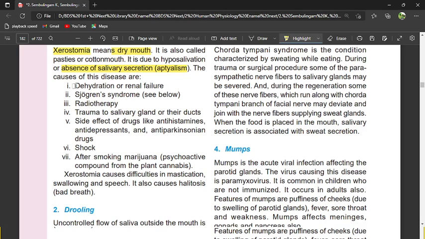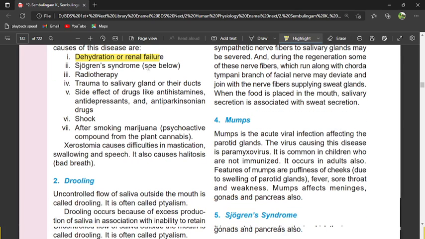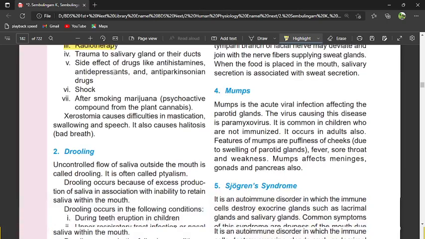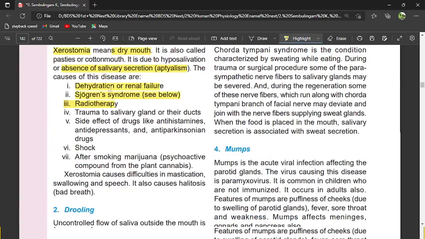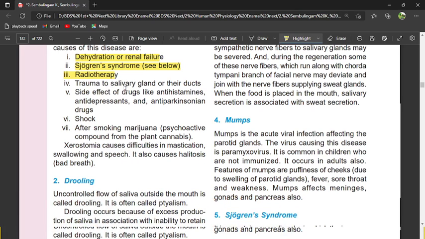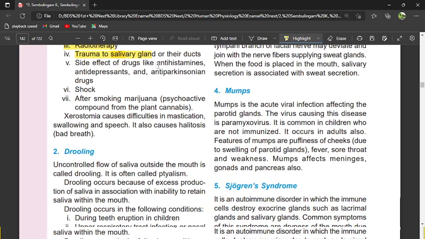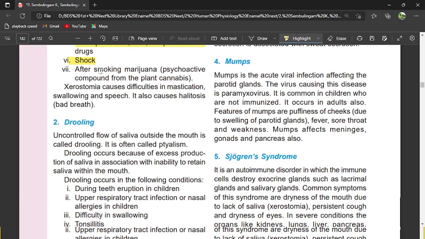a condition in which you see dehydration or renal failure, मतलब किडनी फेल हो जाएगा। Sjögren syndrome होगा इसमें, या तो रेडियोथेरेपी में जाना होगा पेशेंट को, कैंसर के ट्रीटमेंट के लिए हम रेडियोथेरेपी भेजते हैं ना, या तो कुछ ट्रॉमा, कुछ इंजरी हुआ होगा सैलिवरी डक्ट का, राइट। Then side effects of drugs like antihistamines, antidepressants and antiparkinsonian drugs, and also if you smoke marijuana, a psychoactive compound from the plant cannabis, right.